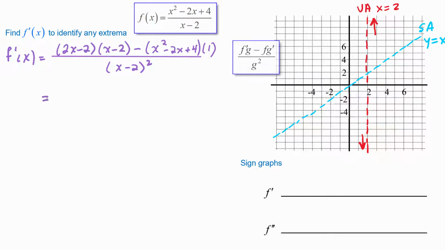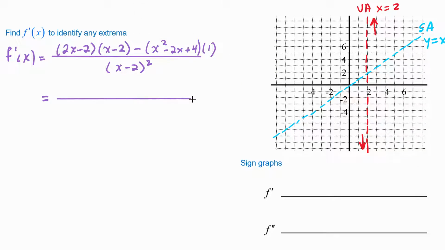Let's simplify. Foiling this out, we get 2x squared minus 4x minus 2x plus 4, and then distributing this negative sign into all three terms, we get minus x squared plus 2x minus 4. We still have our denominator of x minus 2 squared. We continue to simplify.